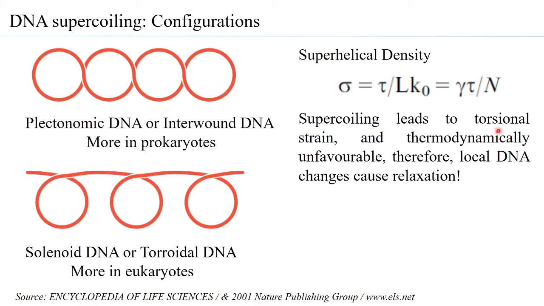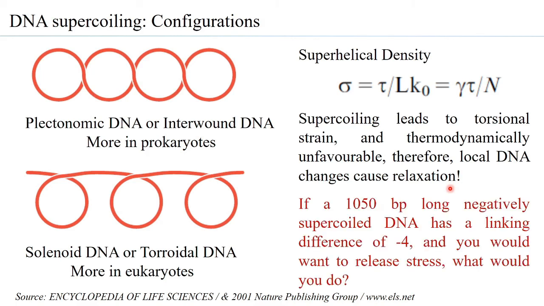Supercoiling leads to a torsional strain and is thermodynamically unfavorable. Therefore, local DNA changes can cause relaxation. If it becomes overtly thermodynamically unfavorable, then within the DNA itself, at localized regions, you would have relaxation happening.